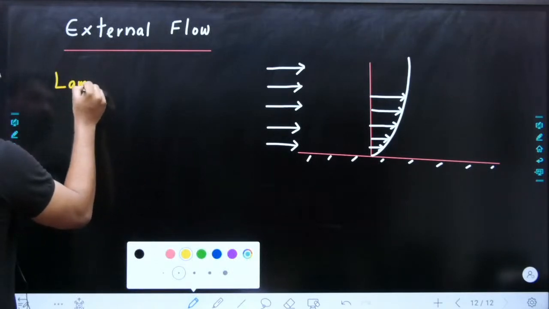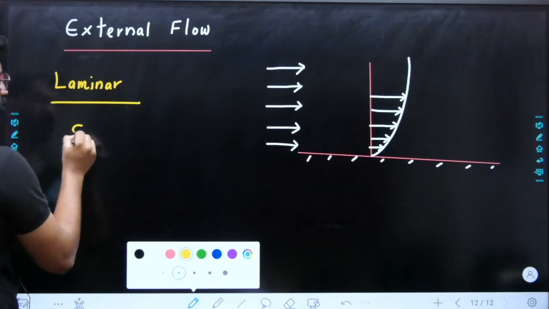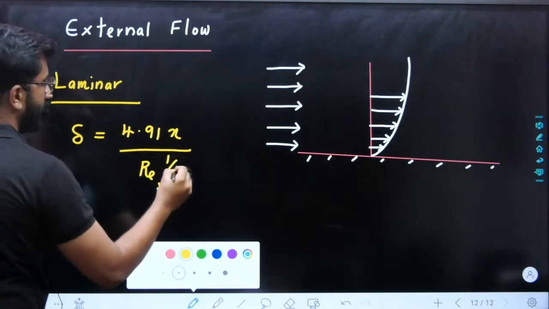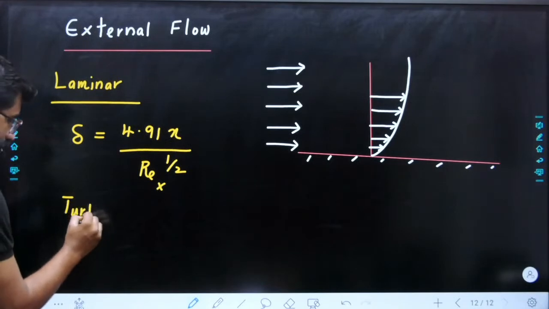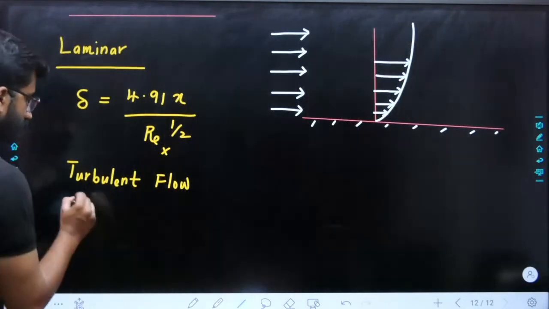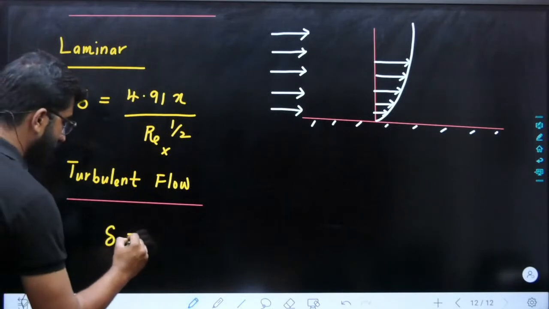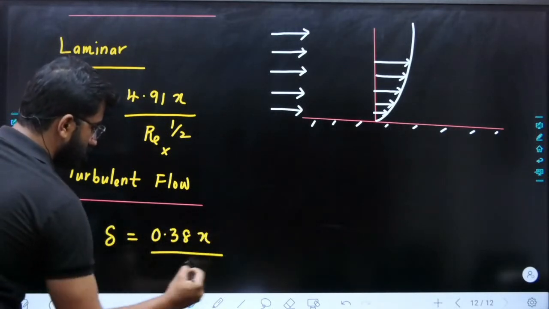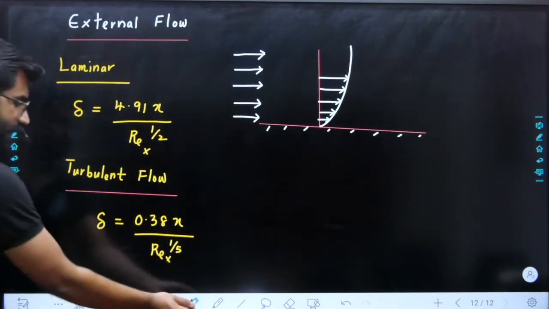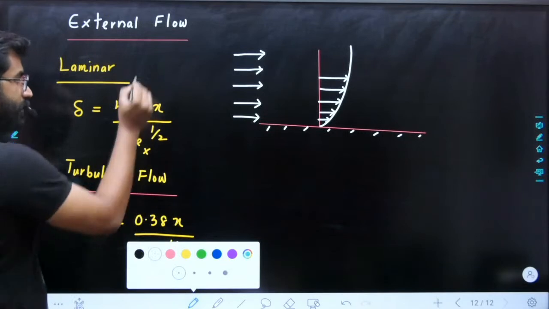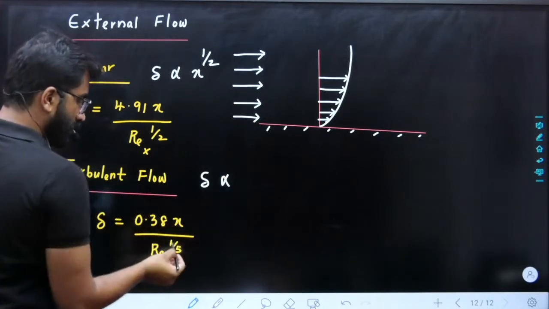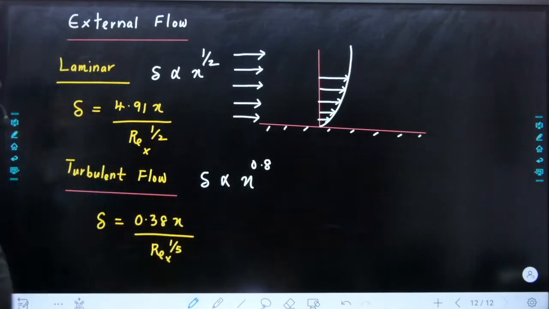In case of laminar flow, you need to remember, turbulent flow, you need to remember. Laminar flow, delta, the boundary layer thickness, equation is 4.91 x divided by Reynolds number x power half. Same way for turbulent flow, I guess the equation is 0.38 x divided by Reynolds number x power 1 by 5. So in case of laminar, you can also directly remember this: for laminar, delta is proportional to x power half, for turbulent, delta is proportional to x power 0.8. So that will be fine.